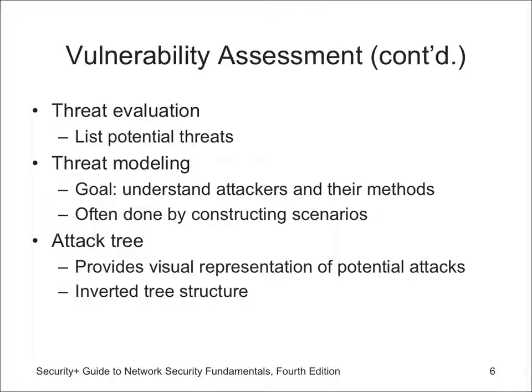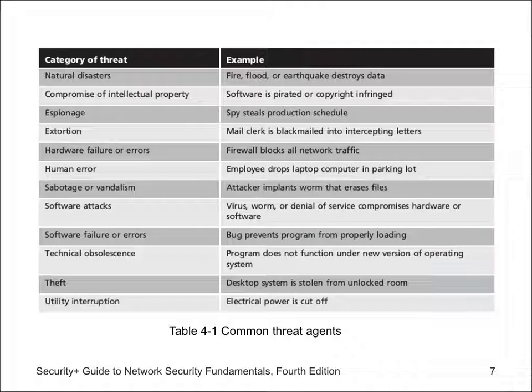Anyway, an attack tree is basically a visual representation of a threat attack, and it's an inverted tree structure. You'll see in a second. So here's a category of threats. You've heard of all these, and maybe it's happened to you at work or home. Natural disasters: fire, flood, earthquake. Compromise of intellectual property: software pirated, big fines in that, by the way.